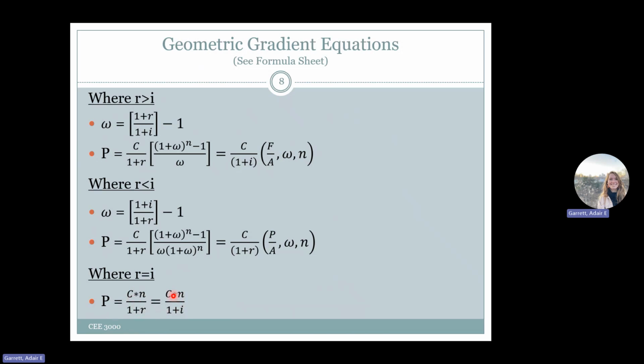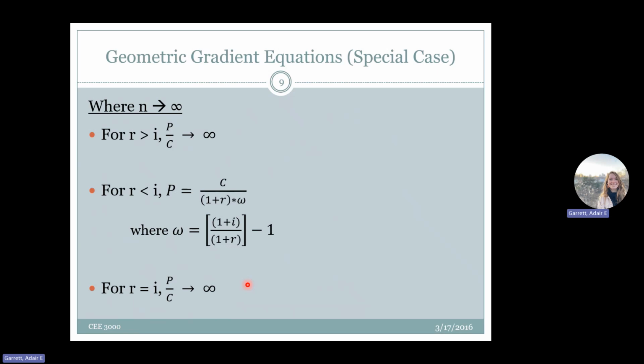And this is equal to the same expression over 1 plus I, since R is equal to I. Now, there's a special case that we may see sometimes in engineering economy, and we'll just talk about it briefly. But you see here that when R is greater than I and N goes to infinity, our present worth goes to infinity. So this is not very useful to us in engineering economy. It's not really mathematically meaningful.